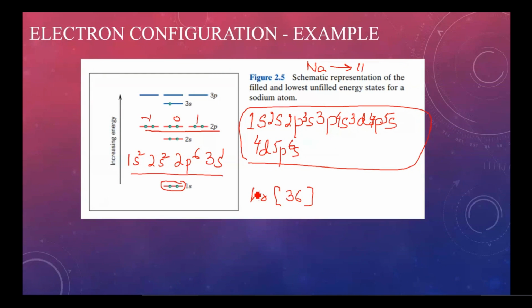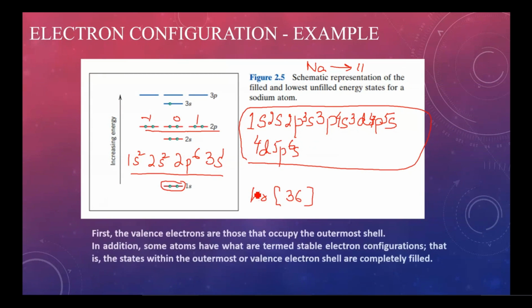I'll not ask you to write it down for me. I'll show you. For krypton, this is the electronic configuration. Please do verify with it. The important thing is that the valence electrons are those occupied in the outermost shell. Some atoms are termed stable, or having stable electronic configurations, when their outermost or valence electron shells are completely filled.